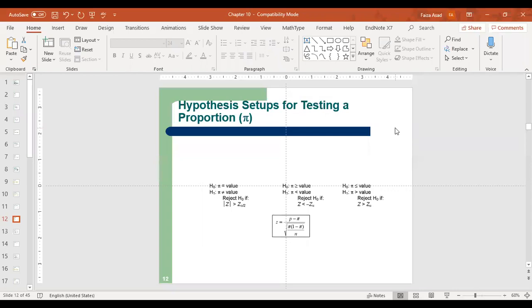So if we have the percentage in the description, we will use the proportion symbol in place of mean. In the previous example, we had the setup for testing a population mean, but in this one we will test a proportion. So H naught is that the proportion is equal to this particular value, and H1 is that the proportion is not equal to this value, then we will reject, and this is the decision rule, and this is the formula for calculating the proportion. So let's move on and see how to apply these tests on a practical example.